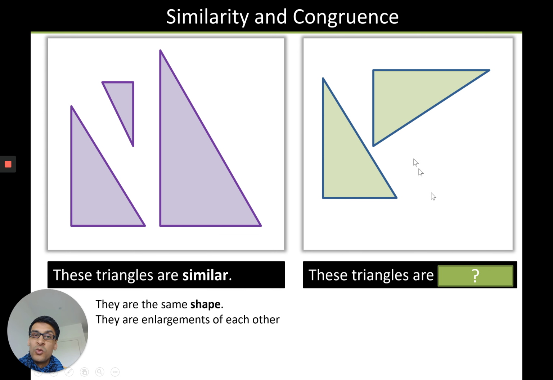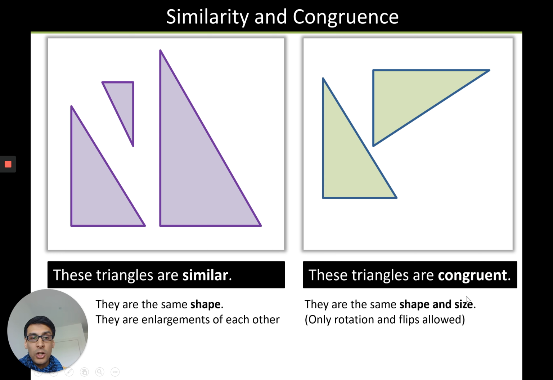And the triangles on the right are congruent. Congruent means they're exactly the same shape and size. We're going to focus on congruence first because it's a slightly smaller topic.